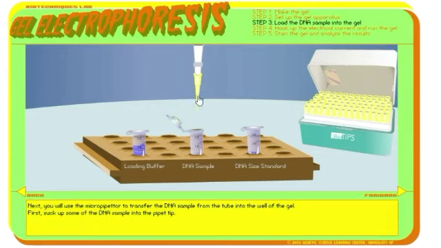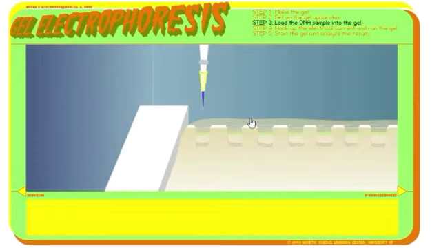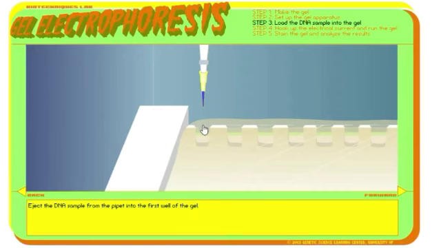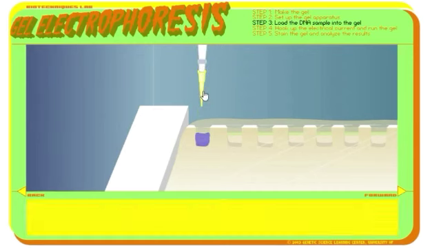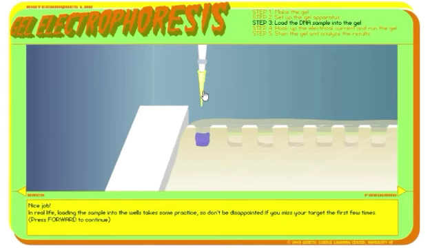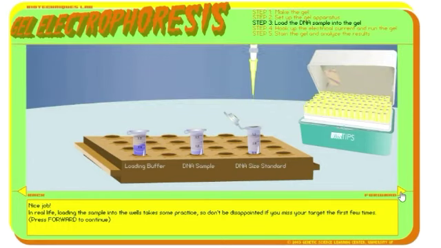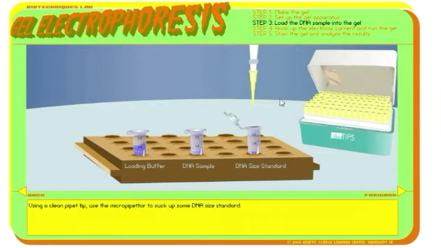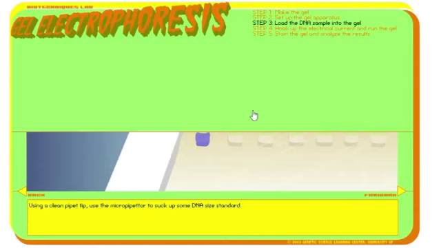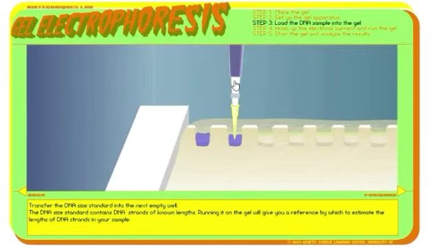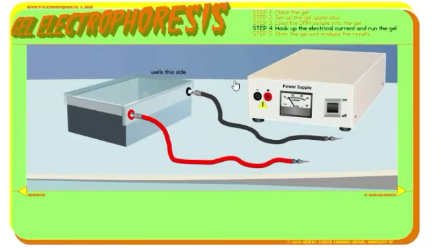Then we have to use the micropipettor again to transfer the DNA sample from the tube into the well of the gel. Then at this point, we have to eject the DNA sample from the pipette into the first well of the gel. Now, using a clean pipette tip, we use the micropipettor to suck up some DNA size standard. Then, we transfer the DNA size standard into the next empty well.